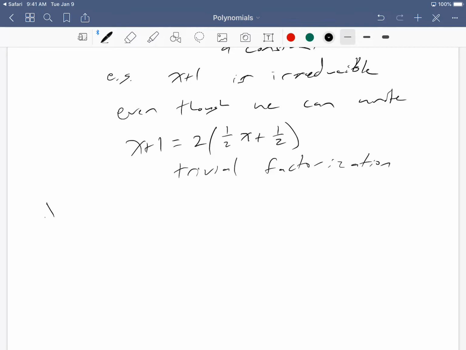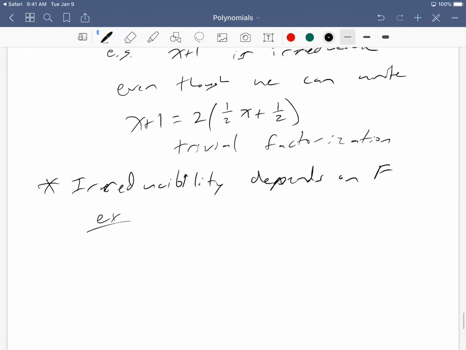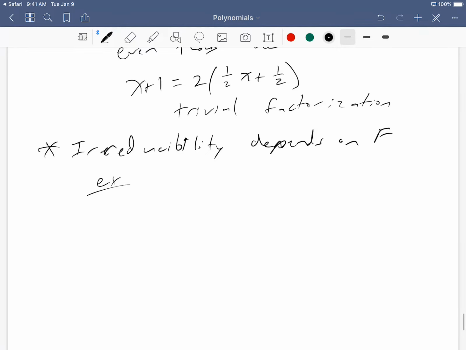Notes on this. So first, irreducibility depends a lot on what field you're using. And so, for example, we can take things that are irreducible in some settings and not in others. So like x squared plus 1 is irreducible over R, but not over C.